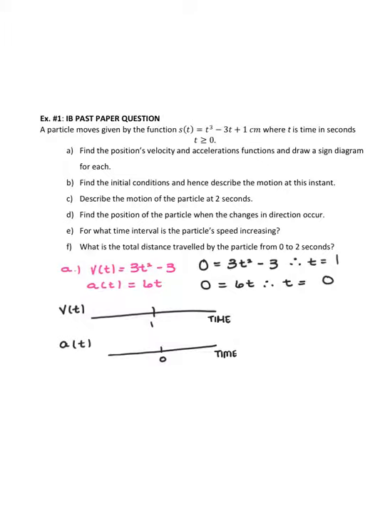Okay. For our velocity function, when I am to the right of 1, what's my sign? Is it positive or negative? Positive. When I'm to the left of 1, what is my sign?